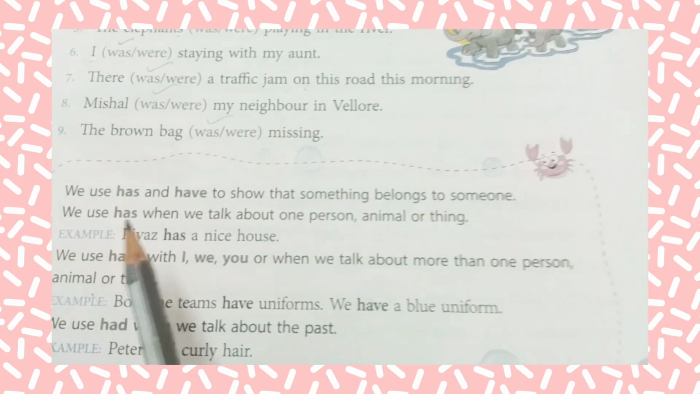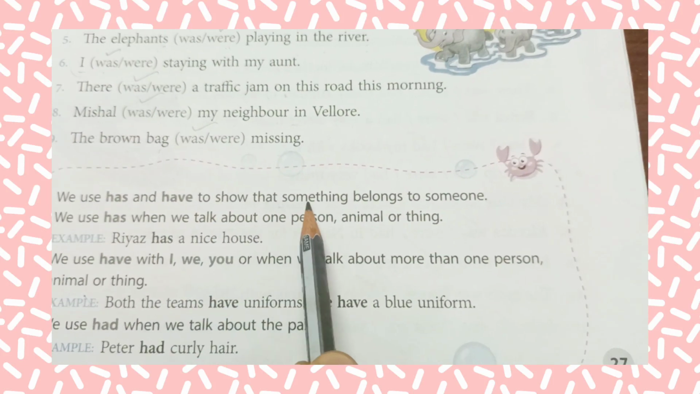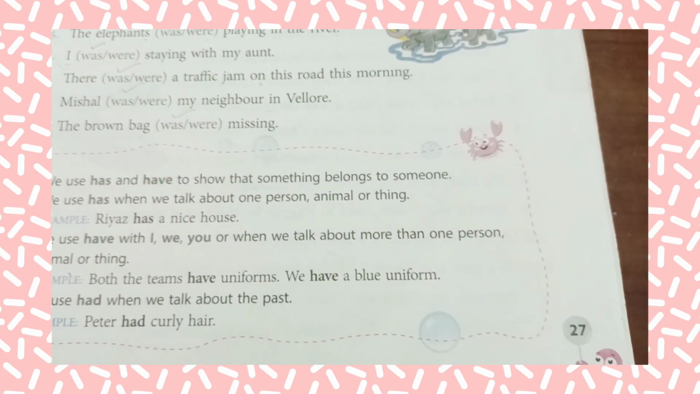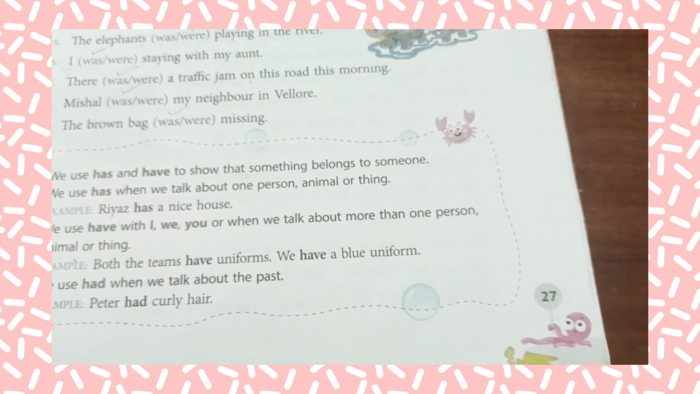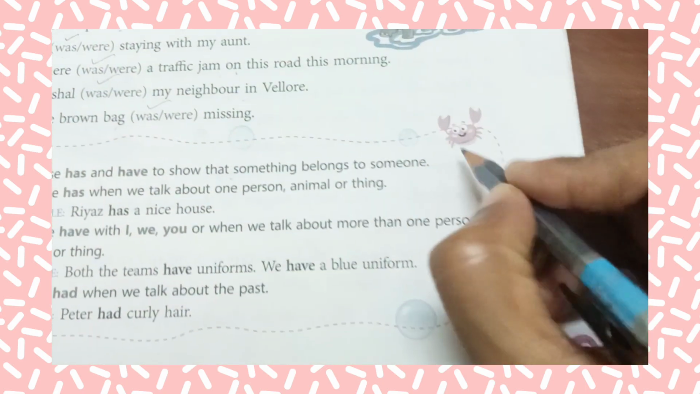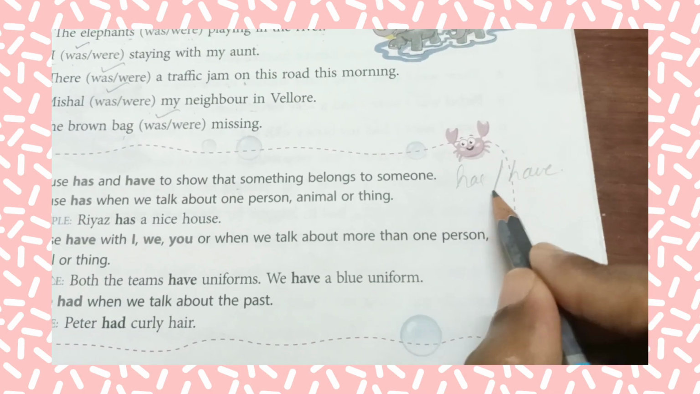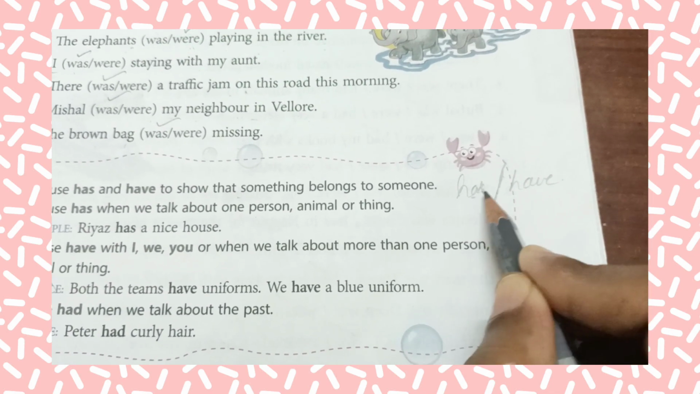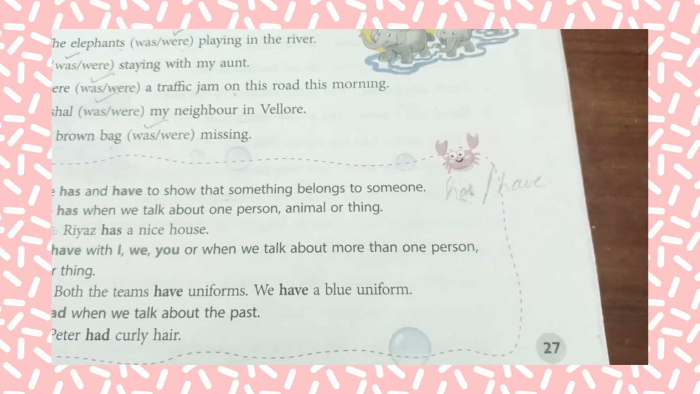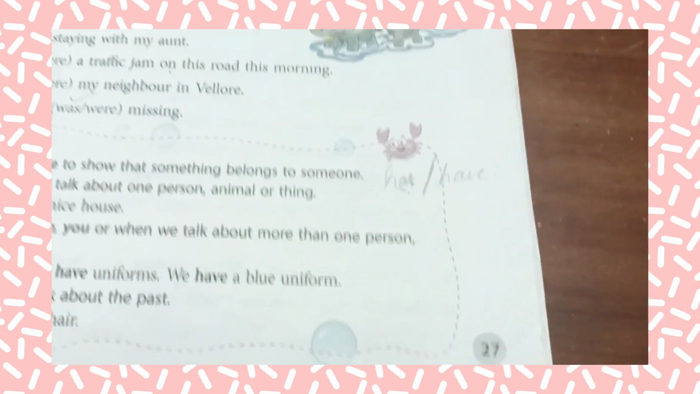Now look at here. "Has" and "have" show that something belongs to someone. So here we use "has" and "have" to show that it belongs to someone.